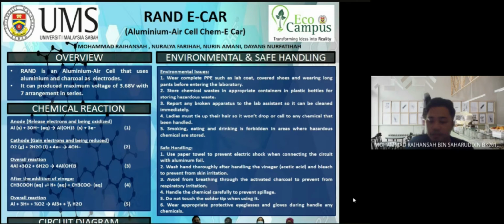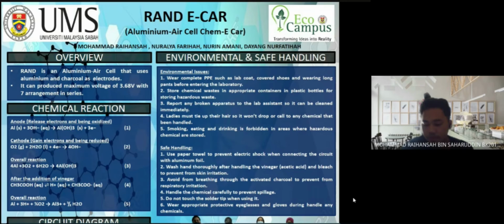The safe handling that you should do during the experiment is to use a paper towel to prevent electric shock when connecting the circuit with aluminum foil. You should also wash your hands with water after handling chemicals such as vinegar to prevent skin irritation. Besides, you should not breathe in the activated carbon because it can cause respiratory irritation. When you're using solder, do not touch the tip. Wear appropriate protective eyeglasses and gloves when handling chemicals, and handle the chemicals carefully to prevent spillage.